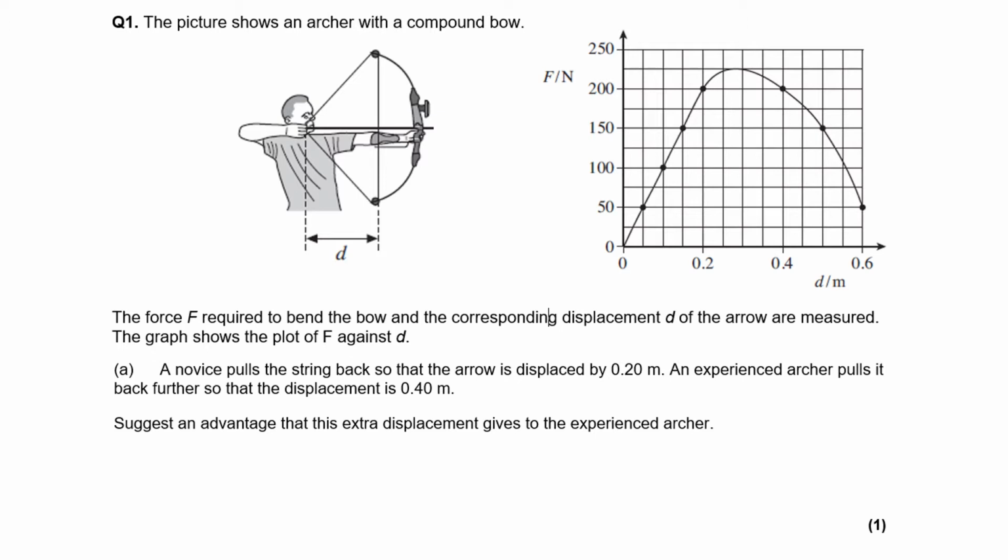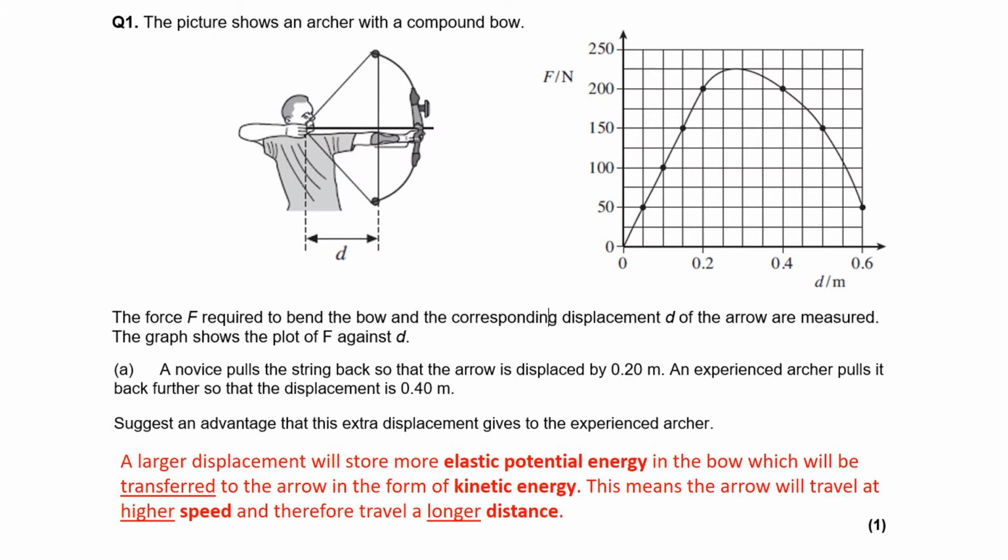So it says a novice pulls back the string to a displacement of 0.2, but an experienced archer pulls it back further so that displacement is 0.40. And it wants us to suggest an advantage for this extra displacement. So if you stretch a material by a larger amount, that's going to increase the elastic potential energy stored. So that's the first thing I've said there.